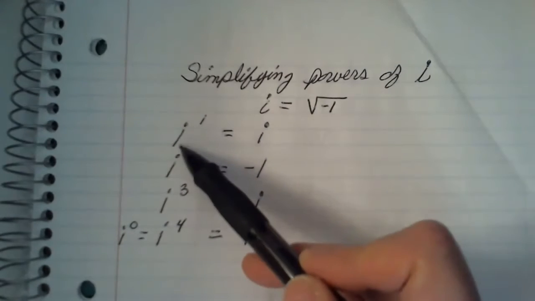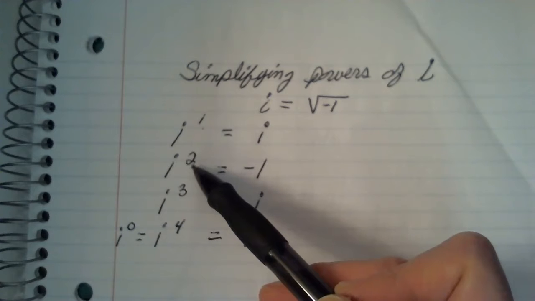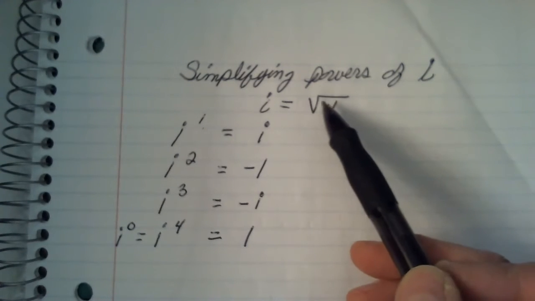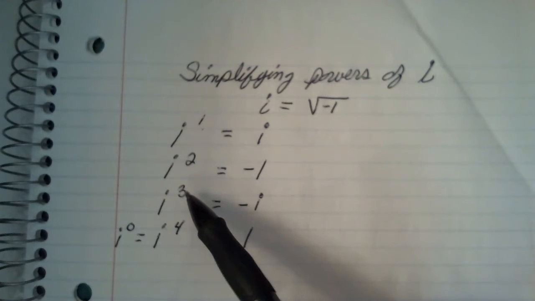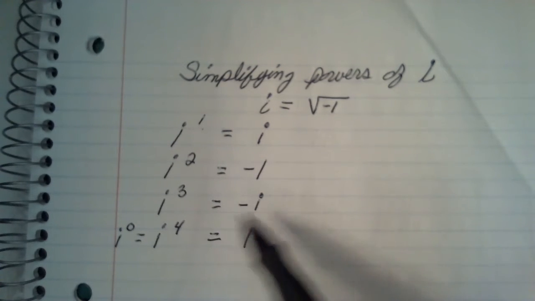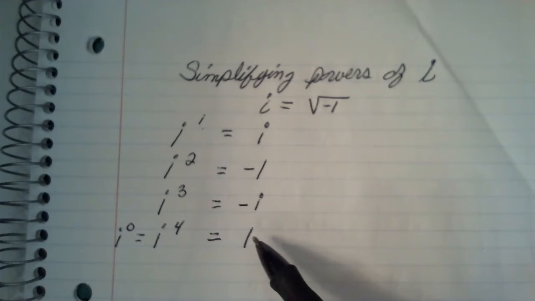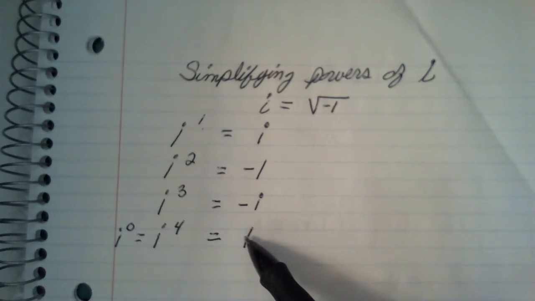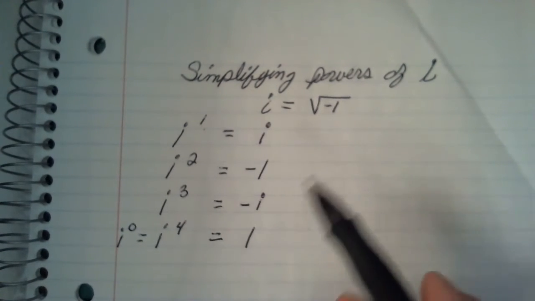i to the first power simply equals i. i to the second power equals -1. The second power undoes the radical, so you just get what's inside. i to the third power equals -i, and i to the fourth power equals 1. As a reminder, anything to the zero power, other than zero itself, is equivalent to 1. And then this process just repeats over and over again.